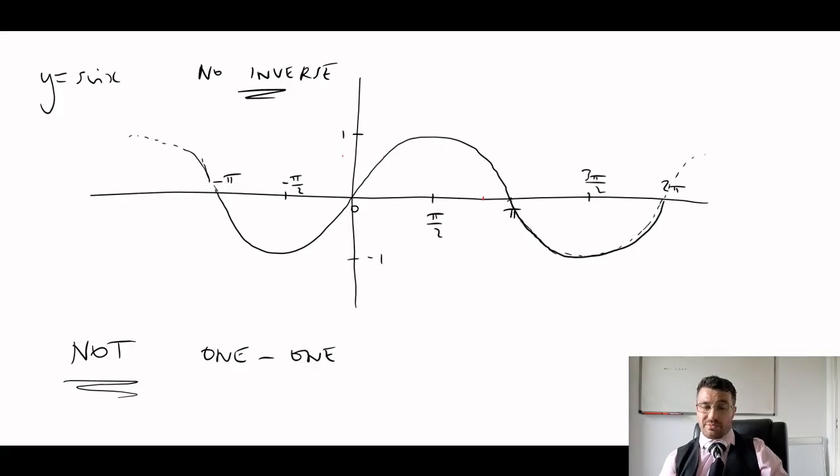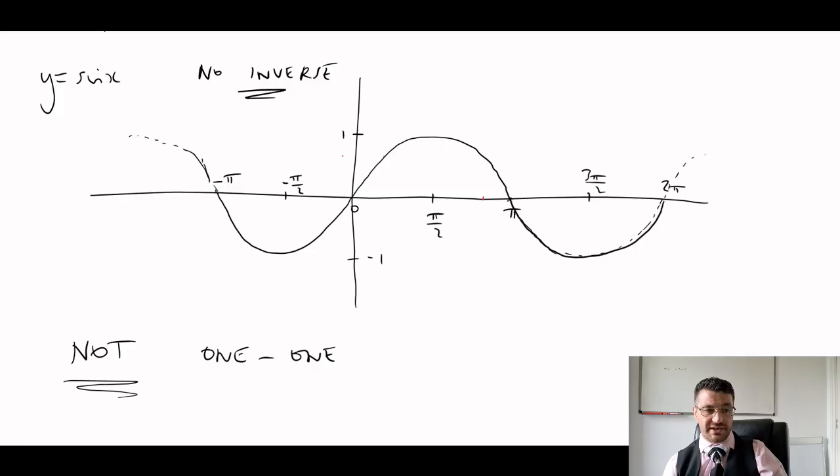In addition to that, we would like the interval that we restrict to to be maximal in a certain sense. So for example, we could restrict the values of x to between 0 and pi by 2, including 0 and pi by 2. And in that range, the function y equals sine x is 1 to 1. But it's not maximal.